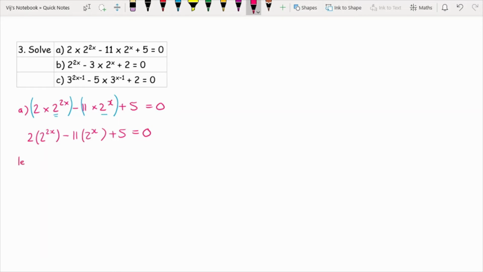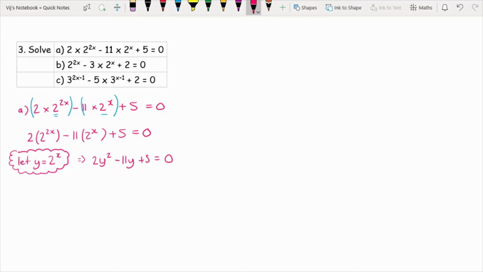Now if I then, let's pick another letter, let y equal 2 to the power of x, then what this becomes is 2y squared, because if you think about it, if I just write a little bit here, 2 to the power of 2x is the same as 2x squared, and so that's why it becomes y squared. So just get rid of that. And going back to this question, minus 11y plus 5 equals 0.